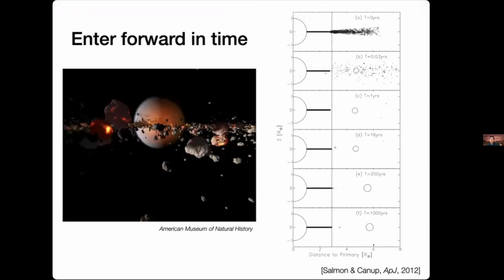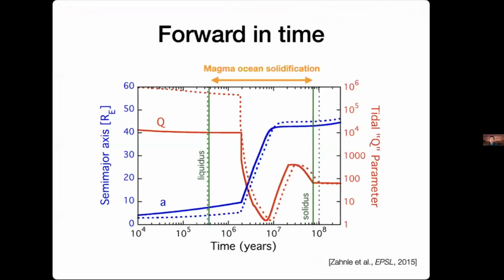And there is one previous study which adopted this forward-in-time approach. And this is the one by Kevin Zahnle and others, as shown here. A few different things are plotted in these figures that I'd like to walk you through. Note that the time axis is again in log scale. So this is 1 million years, 10 million years, 100 million years, and so on.